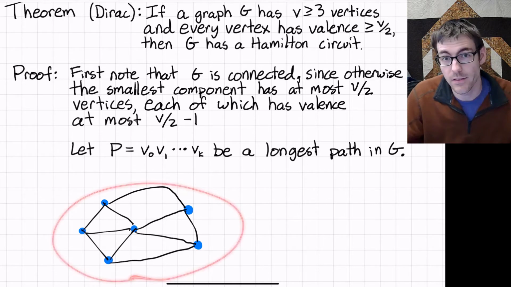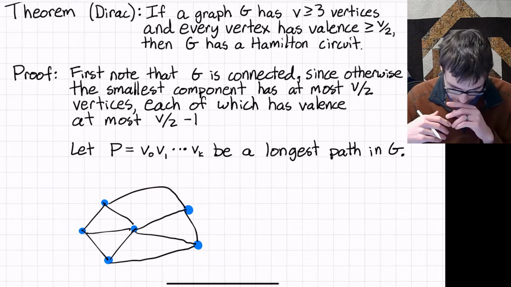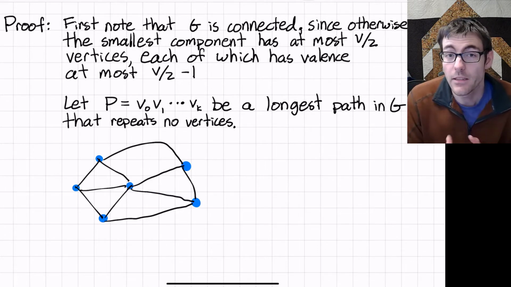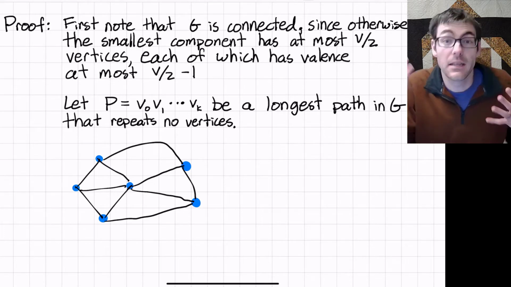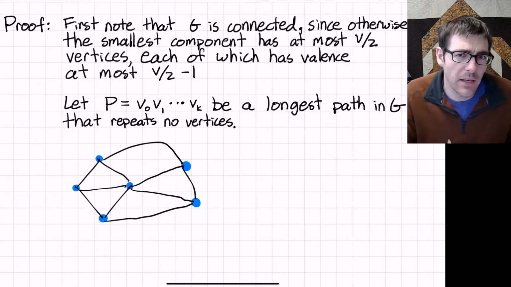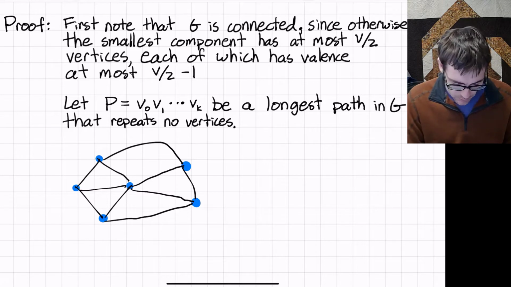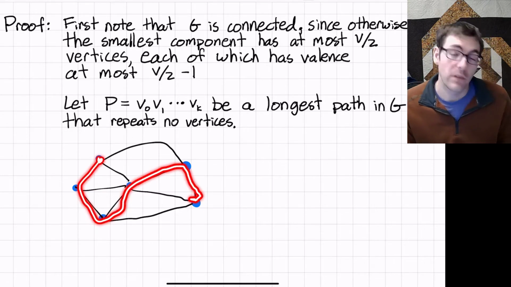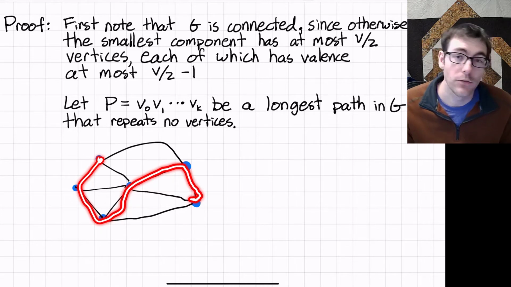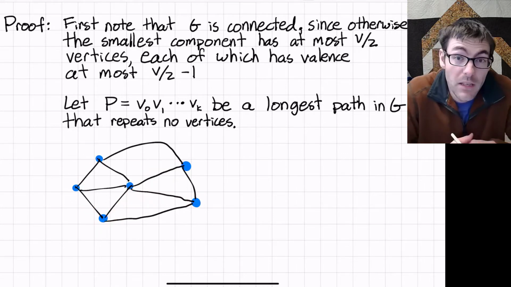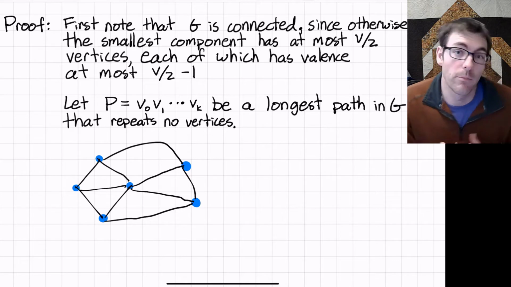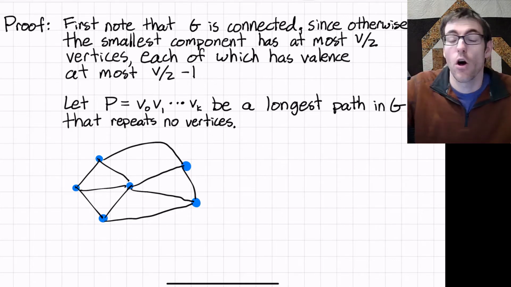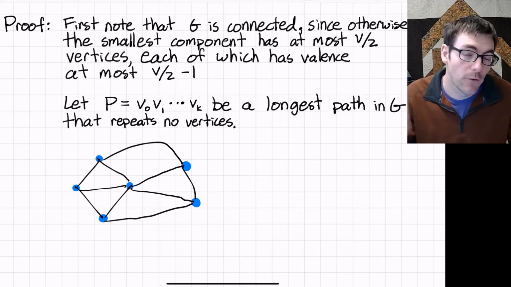so maybe it looks more like this instead. So let's take P to be the longest path that we can find in our graph G that doesn't repeat any of our vertices. So maybe we start here and work our way through. Hey, there we go. That's a reasonably long path that doesn't repeat any vertices. So there might be many paths that don't repeat vertices. We're just picking one of those paths that is as long as possible, that includes as many vertices as possible.